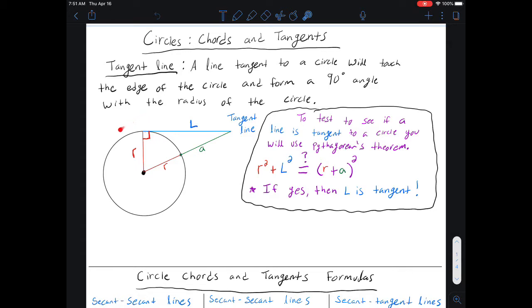What I have right here on the left-hand side is a line L, which I'm telling you is tangent and is forming this 90-degree angle with the radius. But if this was a problem and I wanted to test to see if this line was in fact tangent, I would do Pythagorean's theorem: leg squared plus leg squared equals hypotenuse squared. The hypotenuse in this triangle is going to be the sum of the radius plus the distance from the edge of the circle to the end of the tangent line. If I set up Pythagorean's theorem and end up with a true statement, then it's a tangent line. If I end up with a false statement, then it will not be a tangent line.